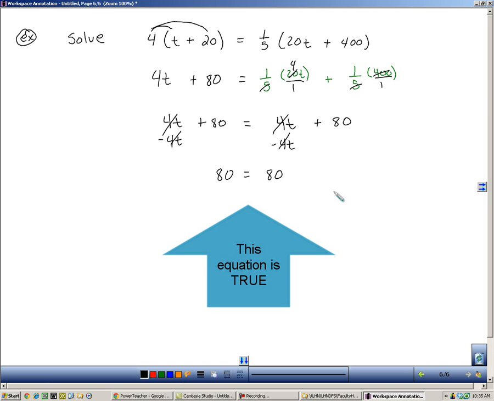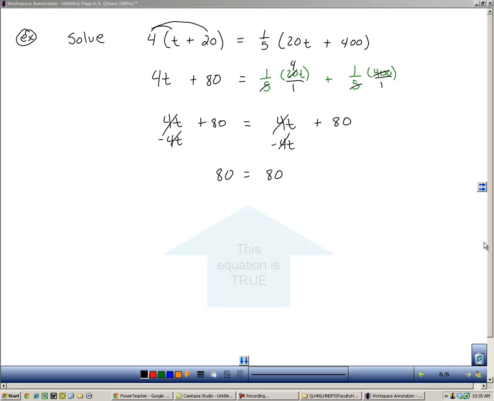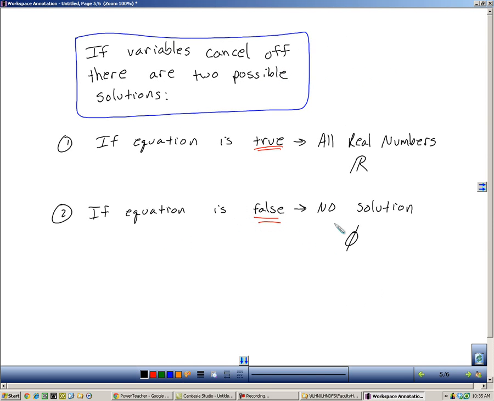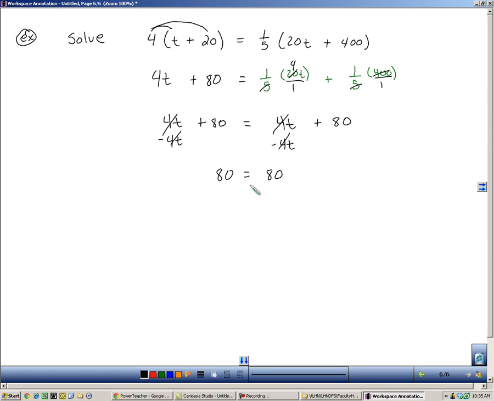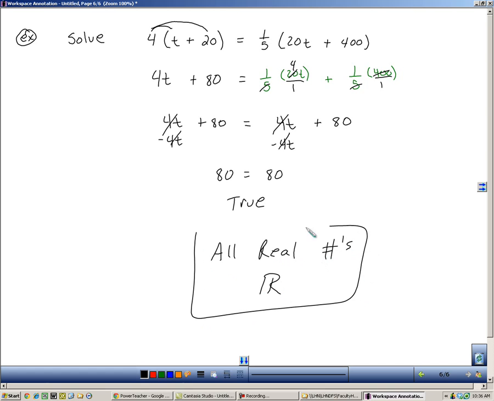And now we have to go back to the last slide that we looked at. We have a situation where the variables canceled off, so we're back to this idea. Now if the equation is true, it's going to be all numbers. If the equation is false, it's going to be no solution. So let's go back and look at the equation. 80 equals 80. Well, that's true. So what's my solution? All real numbers. That means that any number in the world, if I plug in, will make this true.